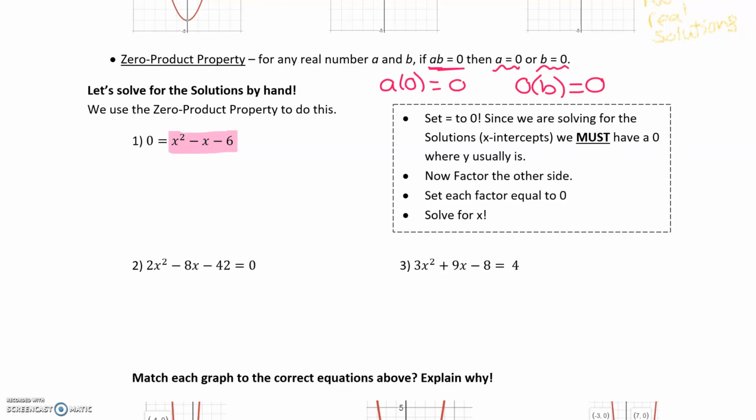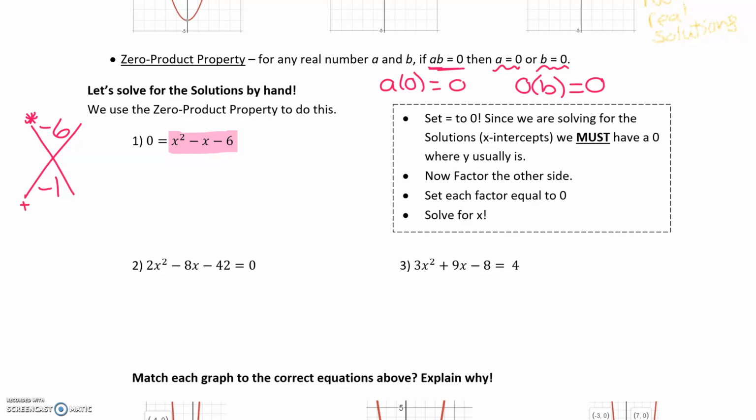Okay. It's a trinomial. So that means we're going to bust the b. So our busting the b says I need a times c, which is negative 6, my b value on the bottom, which is negative 1, and we need to find 2 numbers that multiply to give me negative 6 and at the same time add to give me negative 1.